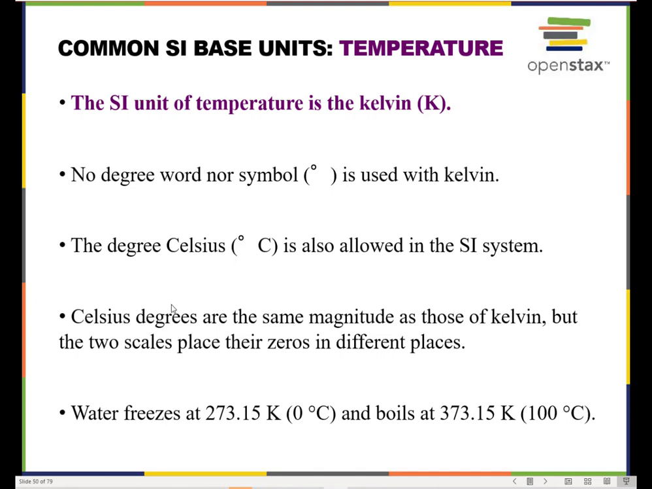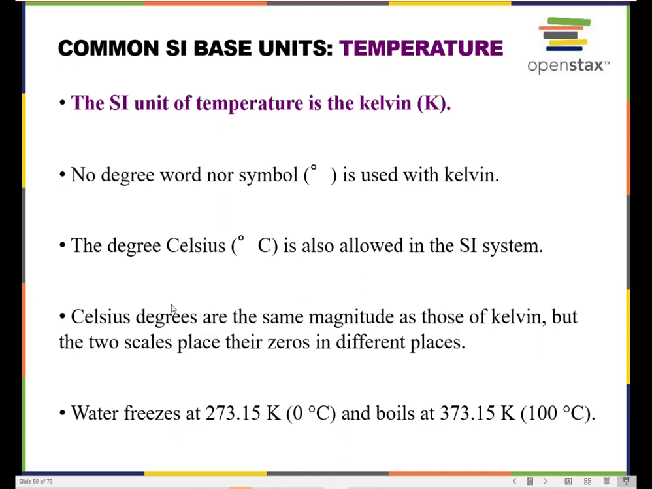The SI unit of temperature is the Kelvin. So we say degrees Celsius or degrees Fahrenheit, but there is no degree Kelvin. So it's 200 degrees Celsius, or 200 degrees Fahrenheit, or 200 Kelvin. There are no degrees Kelvin, it's just Kelvin.